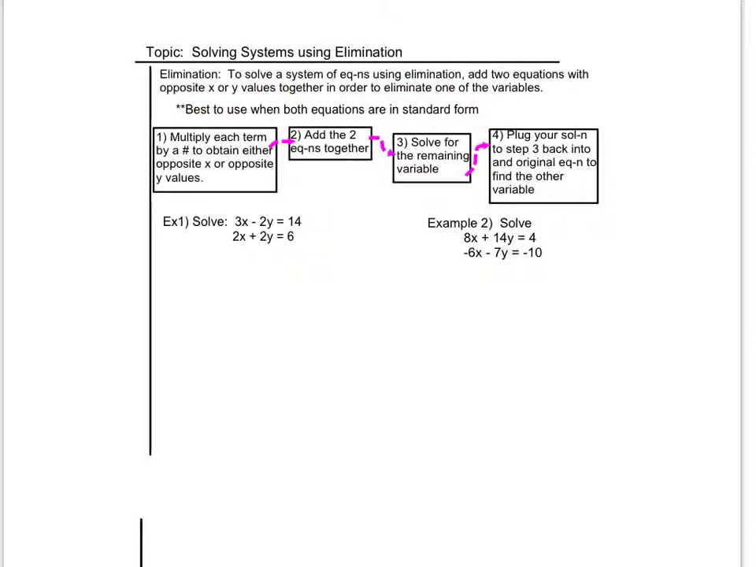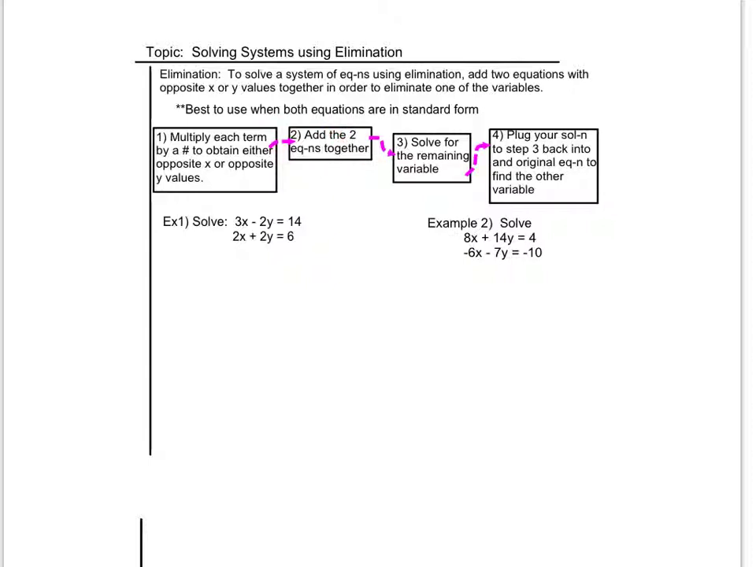If you are unfamiliar or do not remember what standard form is, please make sure and put this into your notes. Standard form means x and y are on the same side of the equal sign. So first thing we're going to do is multiply each term of the equation by a number to either get opposite x values or opposite y values. -2 and 2 would be an example of opposites. 7 and -7. We'll then add our two equations together.